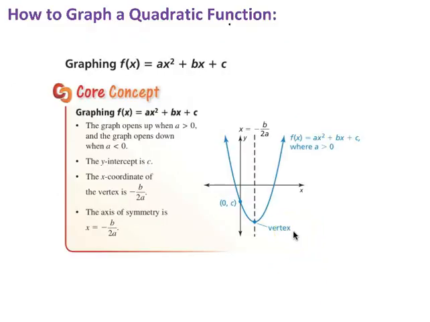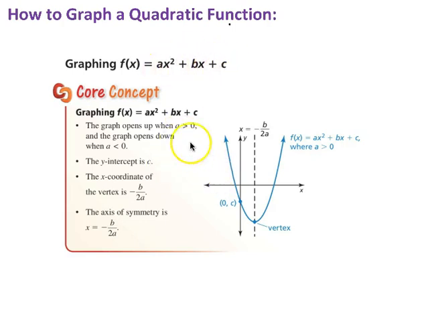All right, so we are going to use those key features that we just reviewed on the previous slide to help us plot some of our key features and then graph a quadratic function. So again, remember, a quadratic function, we write it in the form of ax squared plus bx plus c, and the a, the b, and the c will represent numbers.